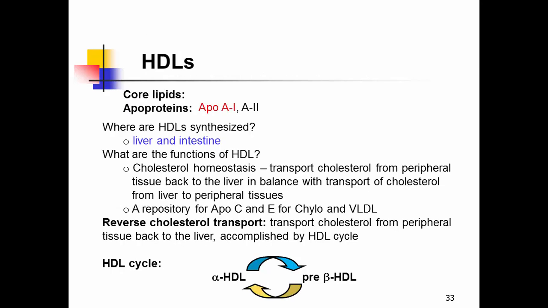All right, so HDL. HDL is another type of cholesterol-rich lipoprotein, right? The core lipids in HDL are also cholesterol esters, more cholesterol ester and less triglyceride. The apoproteins on the HDL are ApoA1 and ApoA2. And HDL is synthesized in the liver and also the intestine.